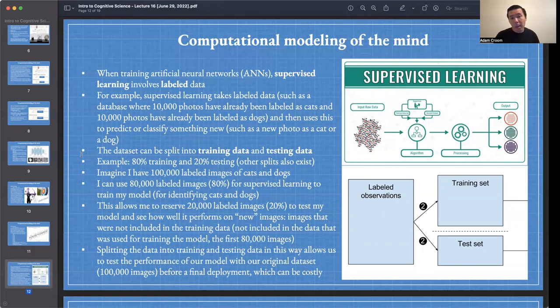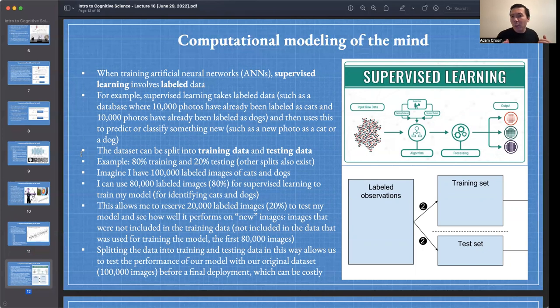The data set can be split into training data and testing data. For example, given a large amount of photos, we might train our model with 80% of the photos, but reserve 20% of the photos to test and see how well our model's performing.